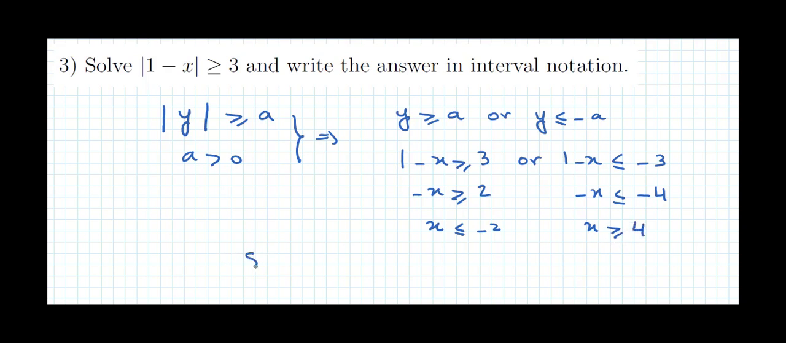So the solution set here is the union of two intervals. The first one is negative infinity to minus 2, and we close in minus 2 since here we have a large inequality. Union 4 to infinity, and the close of 4, the same thing. So here, union of the two intervals, minus infinity to minus 2 and 4 to infinity.